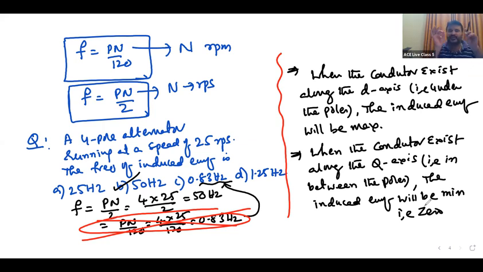The only thing is that relative motion must exist. To have relative motion, either the conductor is stationary and the poles are rotating, or the poles are stationary and the conductor is rotating. Both are valid. So let me now take a stationary conductor and a rotating magnetic field, and I want to take a three-phase alternator.